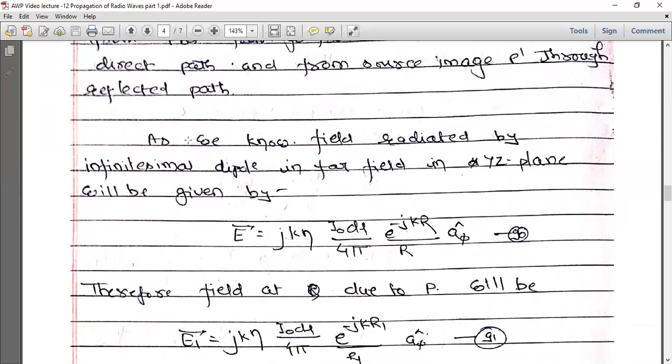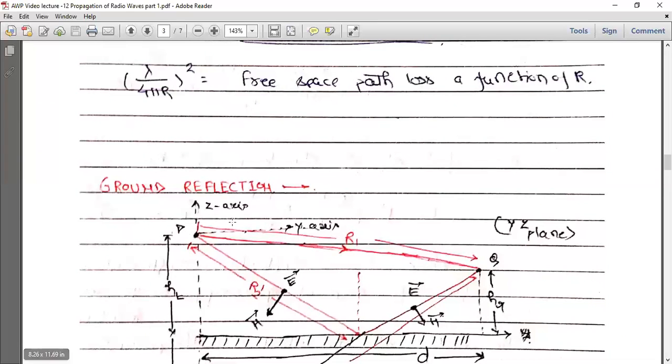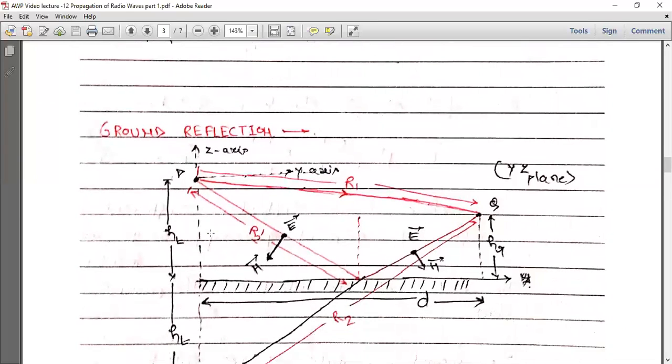We know that the electric field radiated by the infinitesimal dipole oriented along the x-axis, at any point in the far field in the YZ plane, is as follows. This is the YZ plane itself. Why am I considering only the YZ plane? To make the calculation simpler. You can perform the same experiment in any plane, but we are considering the YZ plane. This is the y-axis, this is the z-axis, and the x-axis is in front of you.